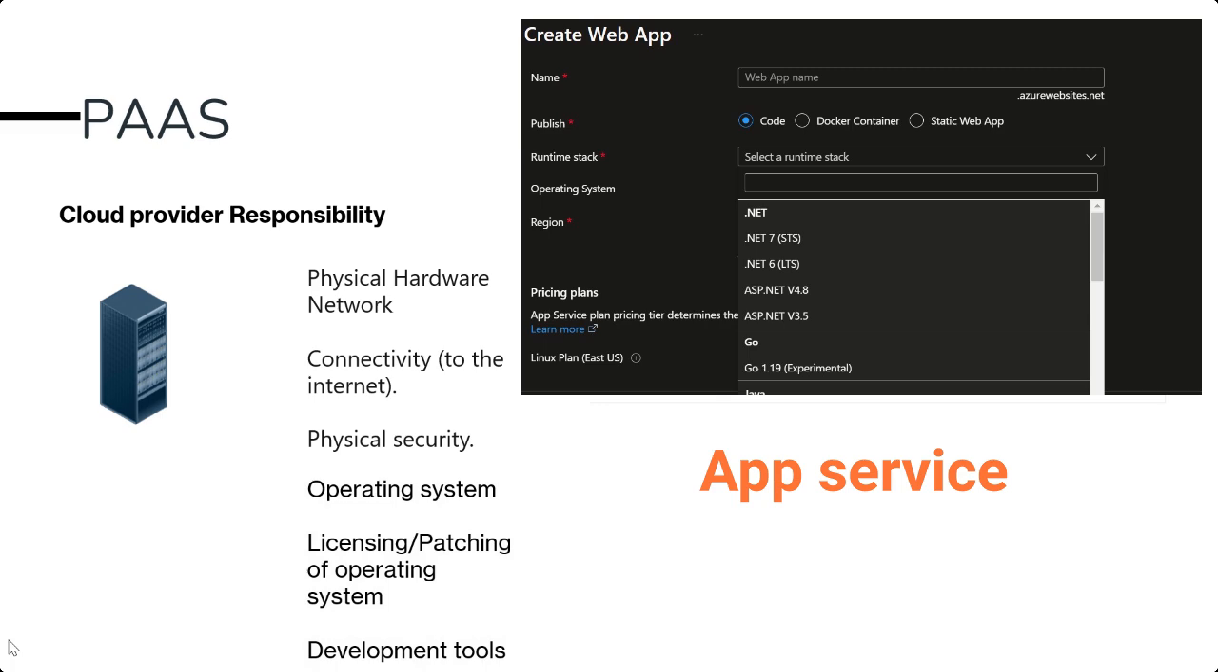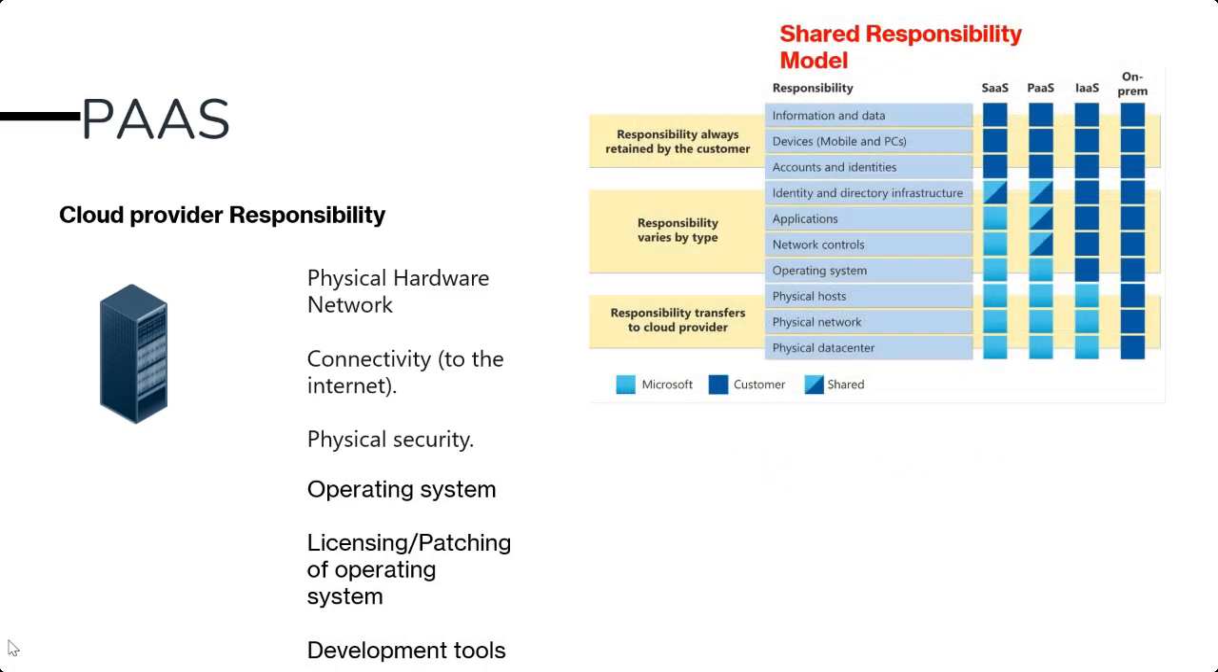But in App Service, that is one of the services provided by Microsoft, you just need to select which framework you want to create your application on. You'll just select which operating system you need, which development tool you need, and in the background it will be created for you. That means the headache of your infrastructure would be taken care of by Microsoft.